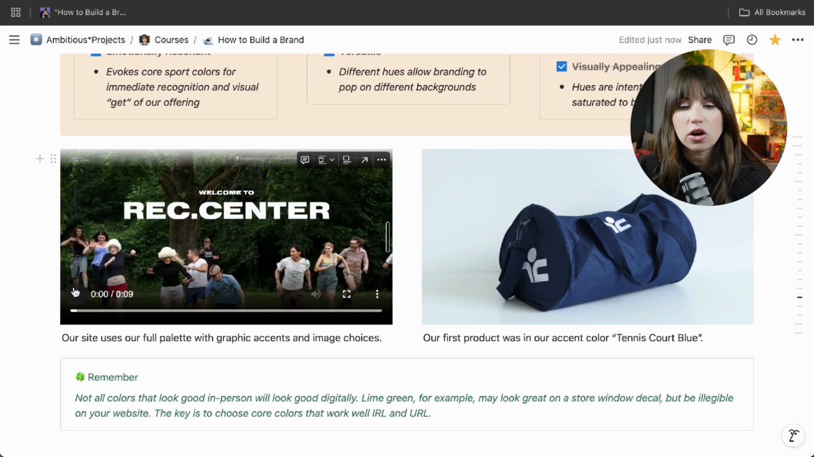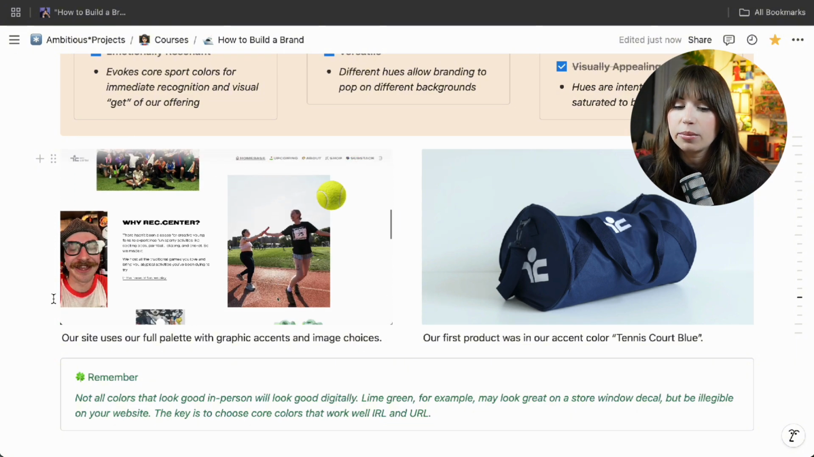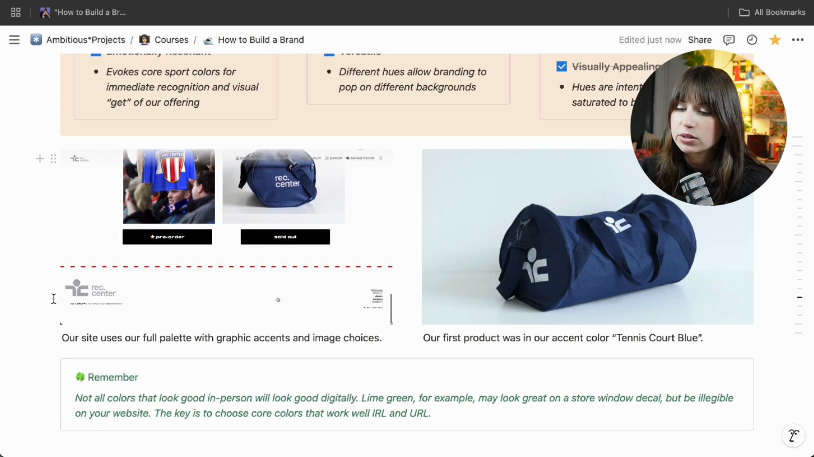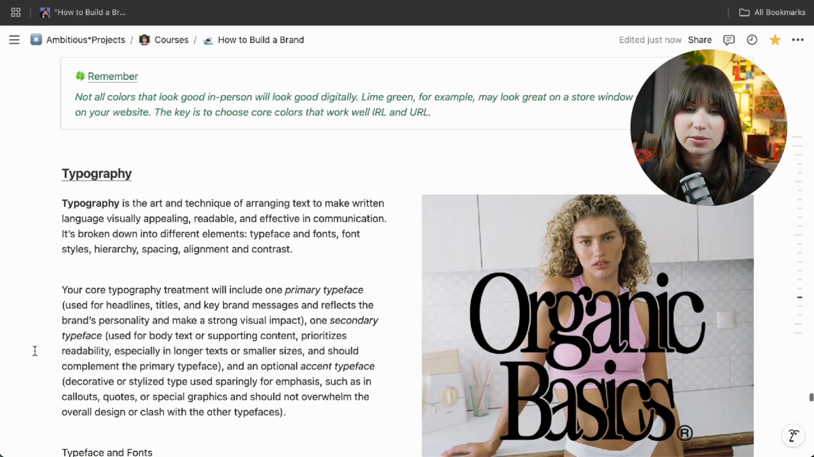Colors from our pictures also nod to this, but it's graphic elements like the red dotted line in particular is that Card Deck Red. And then our very first product here was in our accent color of the Tennis Court Blue. But remember, not all colors look as good in person as they do online and vice versa, so make sure that you're stress testing against both before you commit yourself to any for your core palette. Okay, let's get into typography.